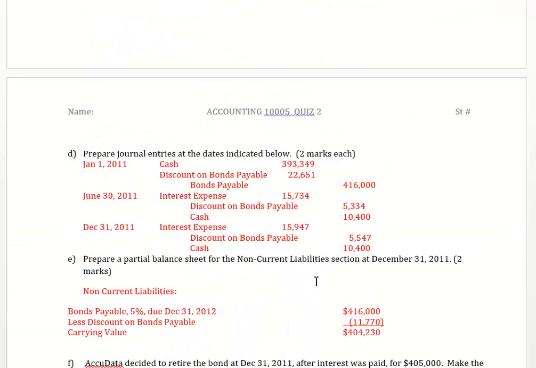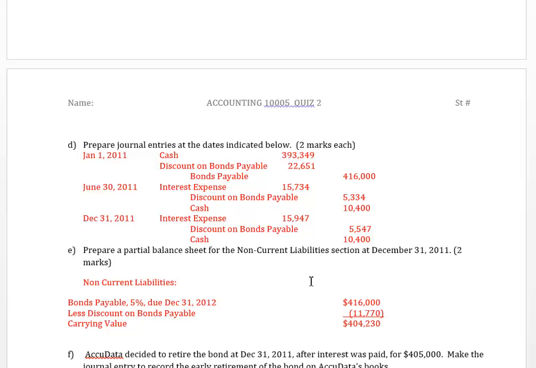Now, in Part D, we want you to make journal entries. The journal entries are being made to record the issue of the bond and interest expense every 6 months for 2011. So notice we're going to debit cash, which is what we calculated in the present value, and do a credit to the bond payable. Why? Because don't forget that $416,000 is what the issuer is going to have to pay back at the end of 2 years.